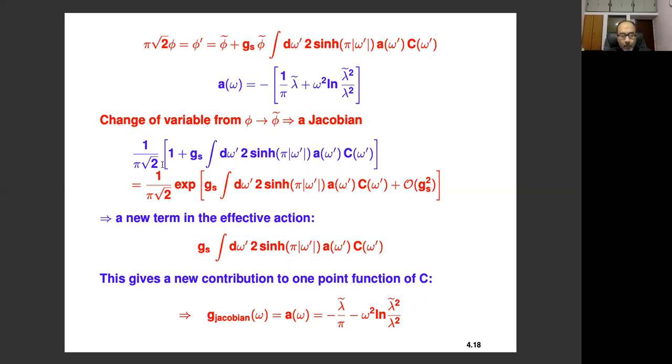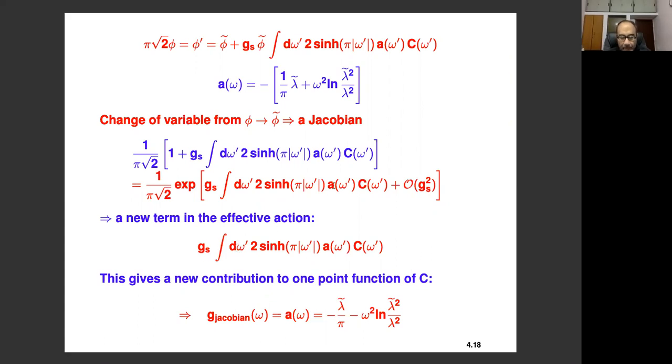So the Jacobian is 1 over pi root 2, which comes from here, times 1 plus gs times this integral. Think of this as the correction to the effective action, so you can exponentiate it. You get 1 over pi root 2 times the exponential of this, and then of course there are corrections of order gs squared, which you don't care about at this stage. So this gives a new term in the effective action, which is here.